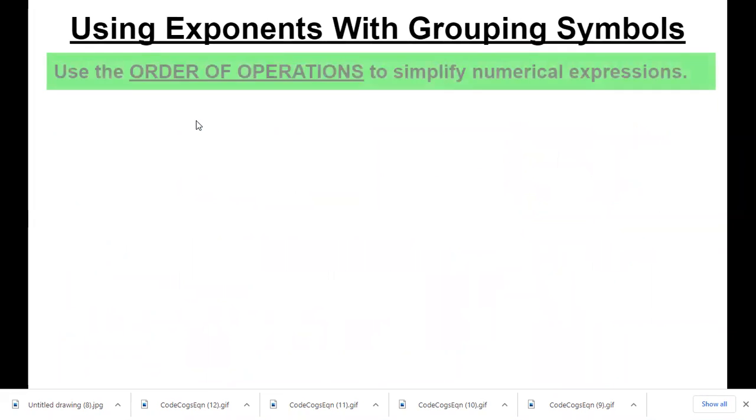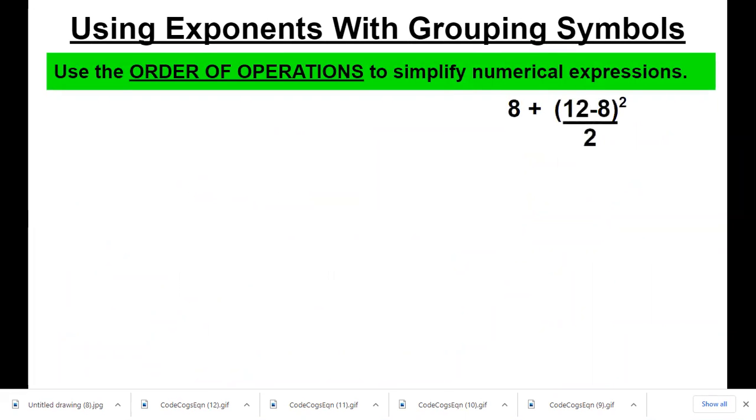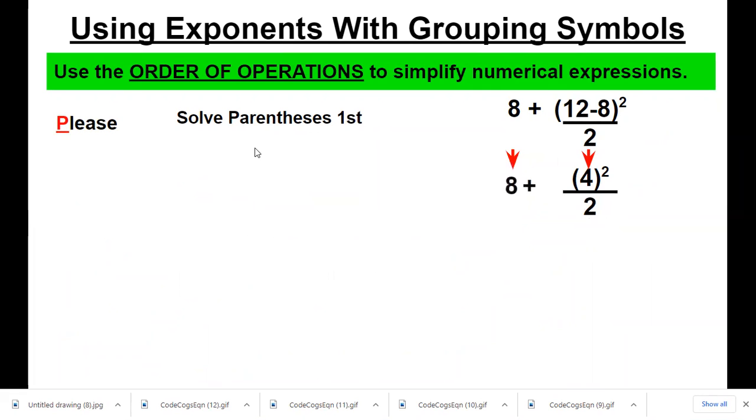Okay, let's see another one. 8 plus a fraction: (12 minus 8) squared divided by 2. I do parentheses first. So I'm going to do 12 minus 8 first. Notice how 12 minus 8 is 4. I keep the little squared sign with the 4. Everything else stays the same. There's still a 2 on the bottom, and then I'm going to bring down the 8 plus.